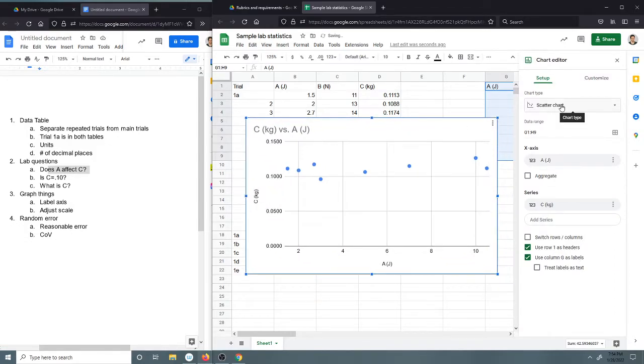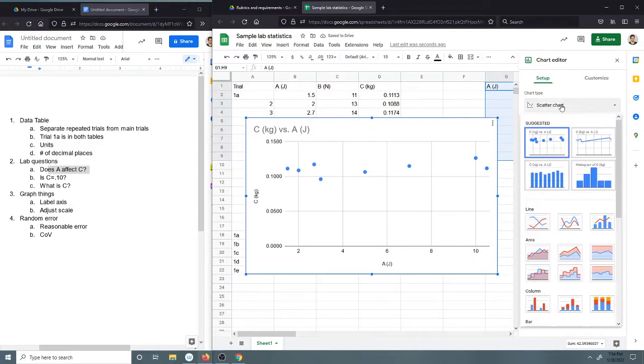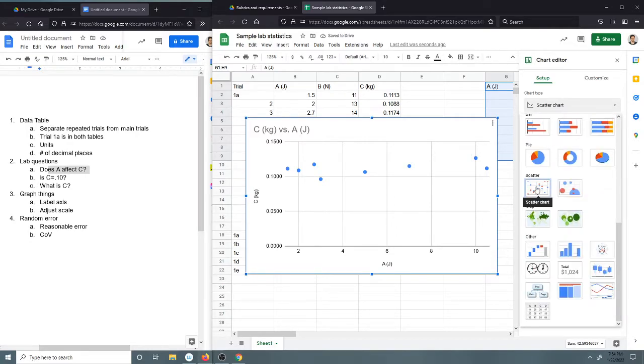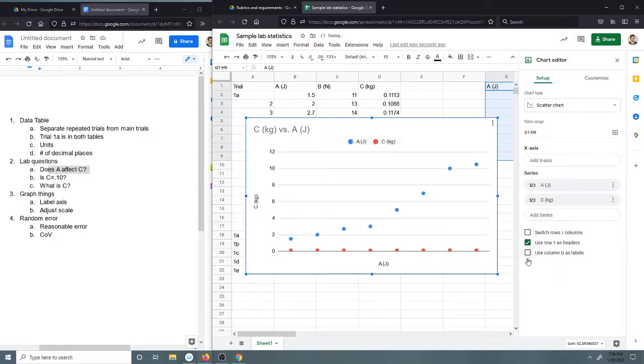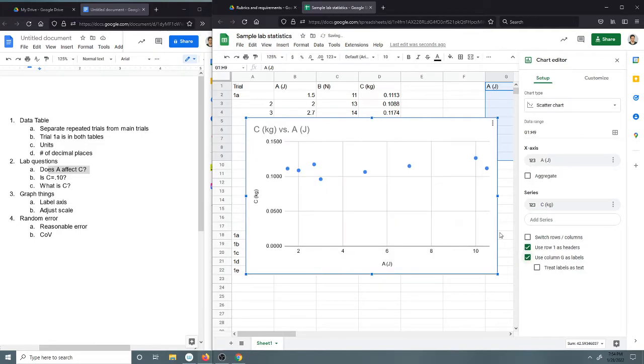Okay. Mine defaulted to scatter chart, which is good because I wanted it to. Scatter chart, but if you don't, it's the scatter chart. Use G as labels. Okay, sometimes you'll get this. This is bad. You don't want this. If that's what's happening, you want to use G as labels. Okay, so I've got it now.